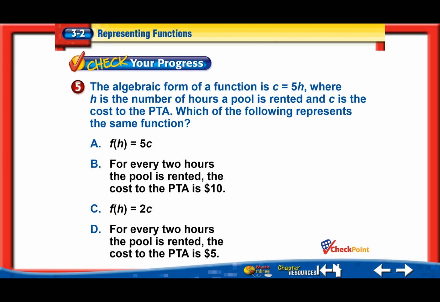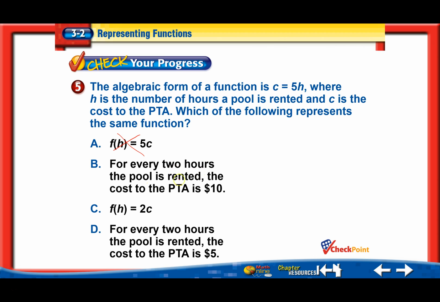All right, running low on time. So we know we have to look at this equation, where h is the number of hours the pool is rented, and c is the amount that goes to the parent-teacher association. Which of the following is the same function? Well, this one is h to c, so those are backwards, so that's not it.